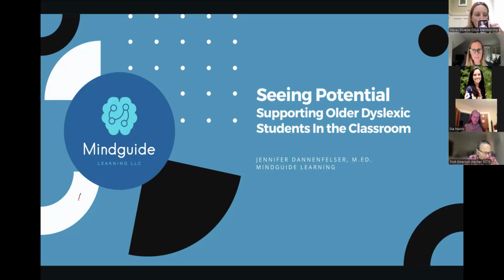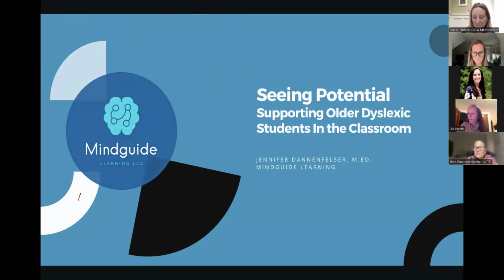And then when I got my Orton Gillingham training, I, like so many classroom teachers, did not have the resources to help my kiddos who were struggling with dyslexia. So I took a gap year, I got Orton Gillingham training, and I had so much demand for just trying to find a practicum student that I realized that I should just go for it. And I've been doing Mind Guide ever since.